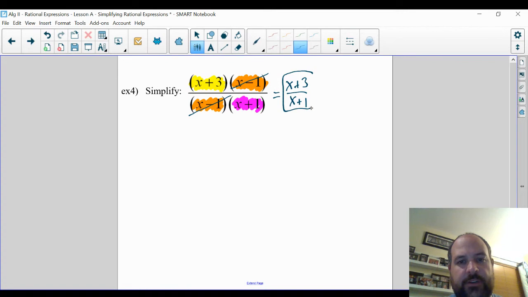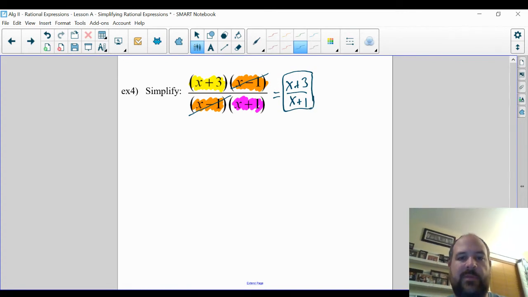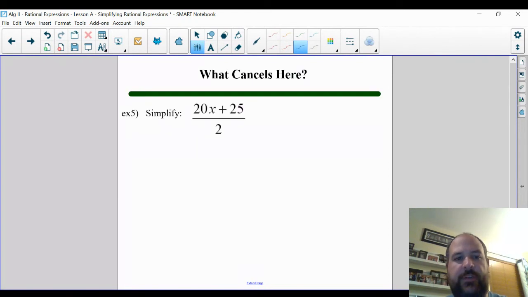So our final answer for simplifying this fraction is x plus 3 over x plus 1. Now you might be saying, wait, can't I go a step further and simplify something else? Well, let's think about this. If I had 20x plus 25 over 2, would I be allowed to say that this simplifies into 10x plus 25? Because 20 over 2 is 10 over 1. The answer is no. I would not be allowed to do that.